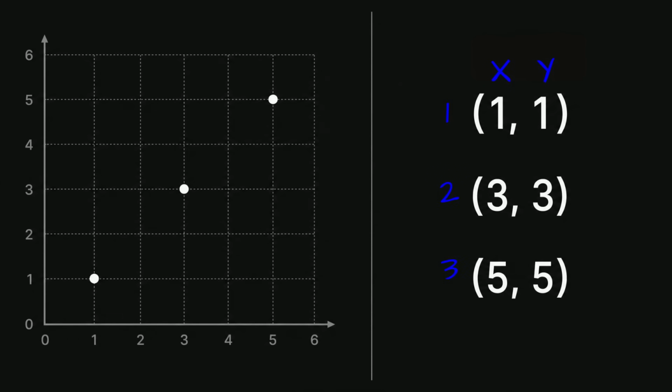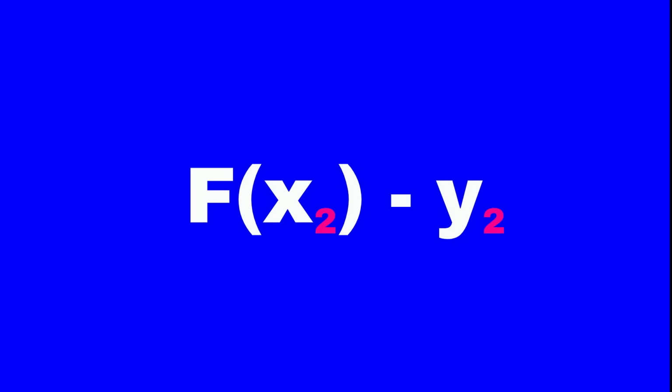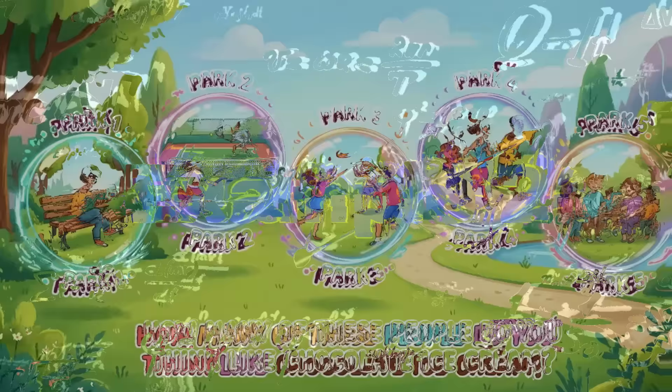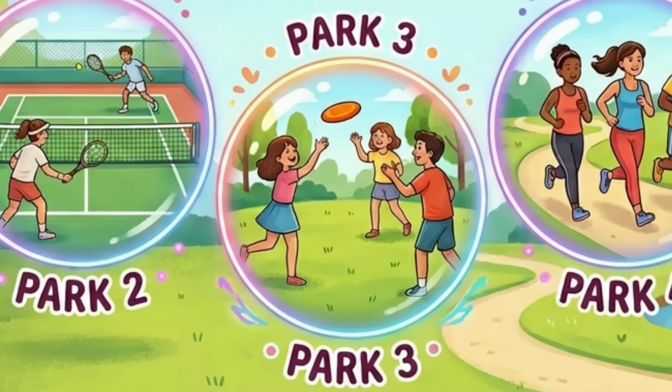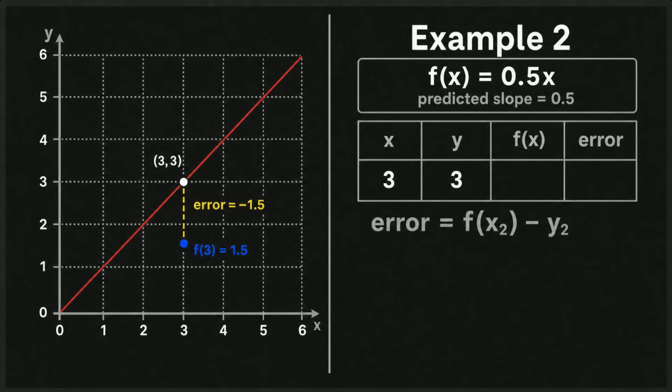In the second example, we're going to use x2, which equals 3, and y2, which also equals 3. And that gives us the formula f(x2) minus y2. In our second example, we are talking about the 3rd park. So we asked 3 people, do they like chocolate ice cream? And they all said yes. So for this one, f(x) still equals 0.5x. Therefore, 0.5 times 3 equals 1.5.